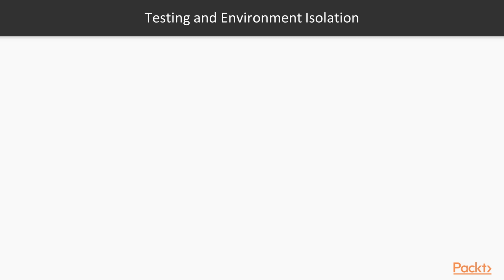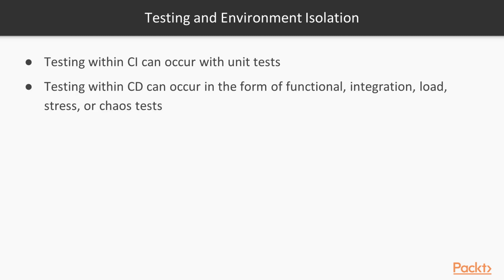So we touched a little bit on unit tests earlier. Testing within your CI pipeline can occur with unit tests. Testing within your CD pipeline can occur in the form of functional, integration, load, stress, or chaos tests. Later on in this section, we'll take a look at some of these, including chaos testing.